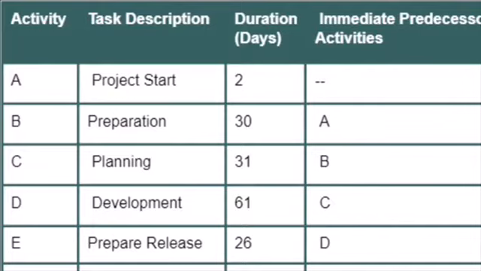Of course, it's activity B. Activity C is going to depend upon activity B, its predecessor. Once planning is done, development is going to start, and it's going to take 61 days. It's going to depend upon planning. Then the release is going to be prepared, and it's going to take 26 days. It's going to depend upon development.